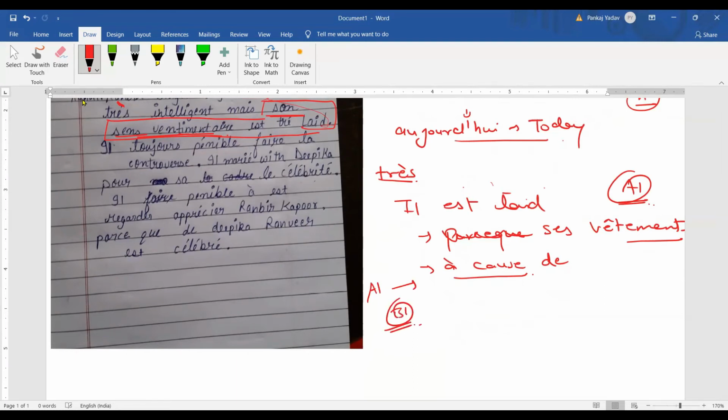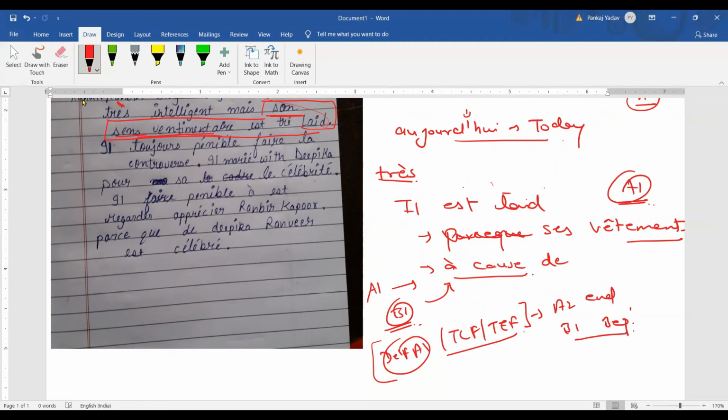So suppose if you write this à cause de in your DELF A1 exam, or in your TCF exam, then the teacher will think that this person has at least A2 end and B1 beginning level. All right. So he will give you marks accordingly. So take care of such things. All right.